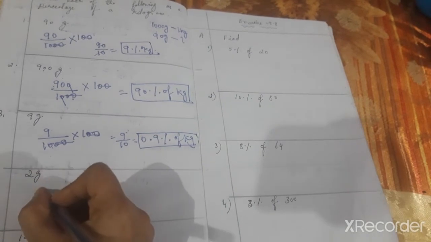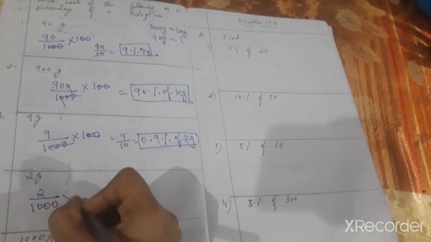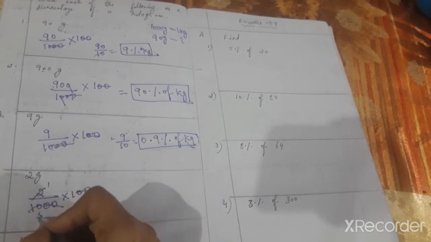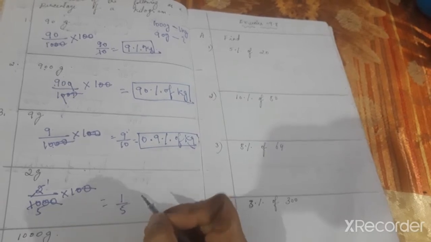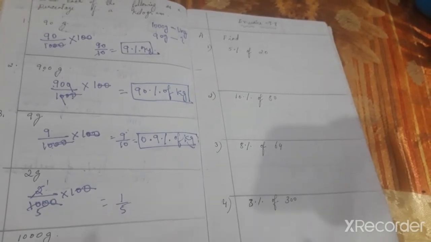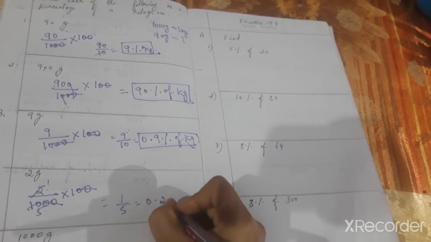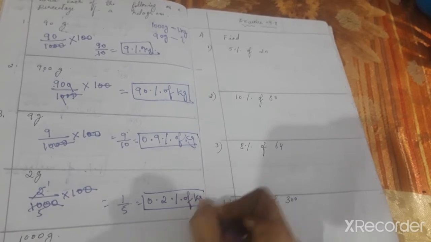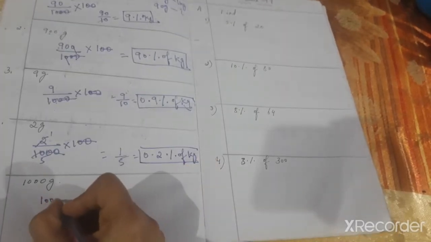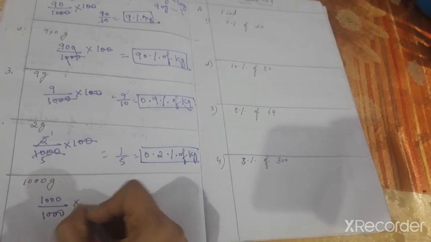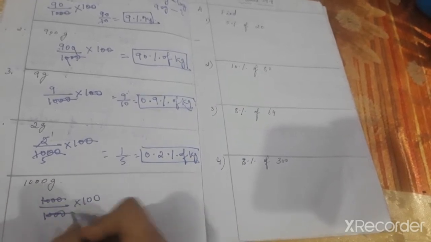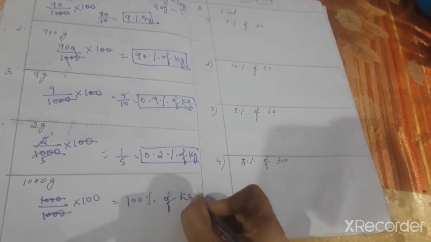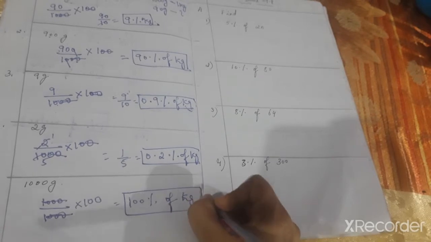2 grams: 2 by 1000 into 100. 2 zeros cancel, 2 ones are 2, 2 fives are 10, so 1 by 5. Now 1 by 5 means 0.2% of kg. Okay, now 1000 grams: 1000 by 1000 into 100. 1000 cancels, so 100% of kg. Or we can write directly 100.